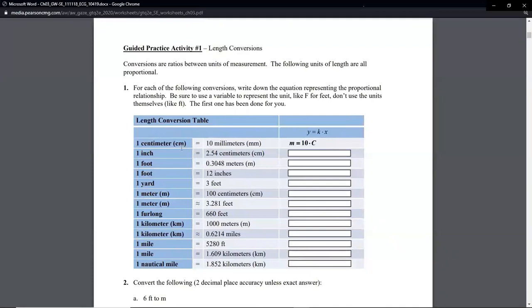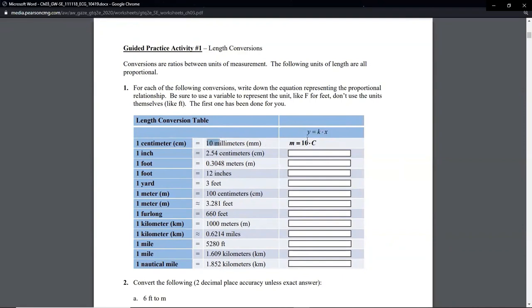So first they say 1 centimeter is 10 millimeters. So if you had 2 centimeters, that would be 20 millimeters. If you had 3 centimeters, it would be 30 millimeters. If you had 10 centimeters, it would be 100 millimeters. It's just the number of millimeters, which they call m, is equal to 10 times the number of centimeters. This right here is just the k, the multiplier.